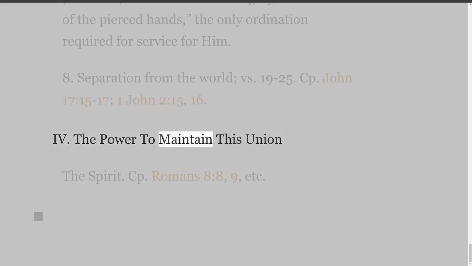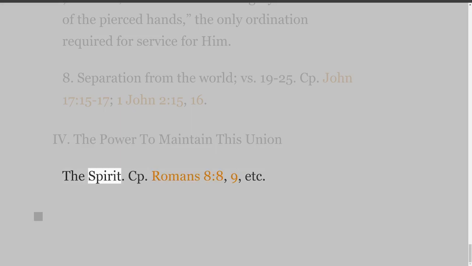4. The power to maintain this union. The Spirit. Compare Romans 8, verses 8 and 9, etc.